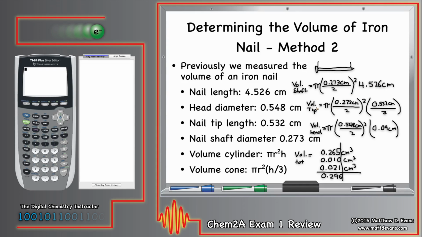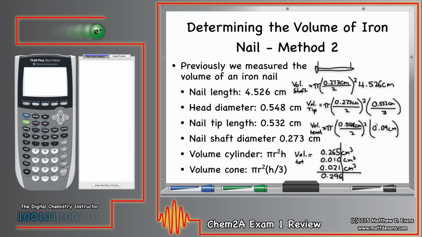The volume of the tip we treat as a cone. The cone formula is down here, pi r squared, height divided by 3. So here's pi, here's the radius squared, and then the length of the tip is like the height, and that's why I have this value in here, 0.532 divided by 3. And then finally the volume of the head is pi times the radius squared times the thickness, 0.09. So this is a cylinder again.